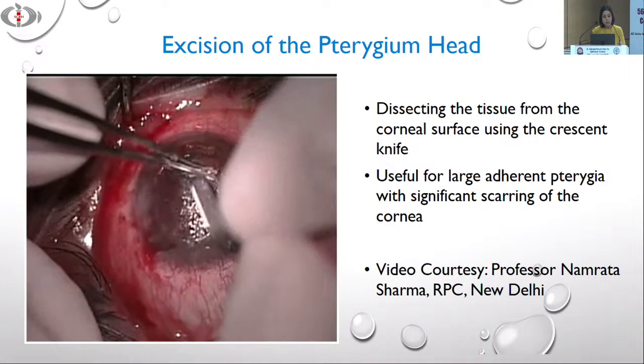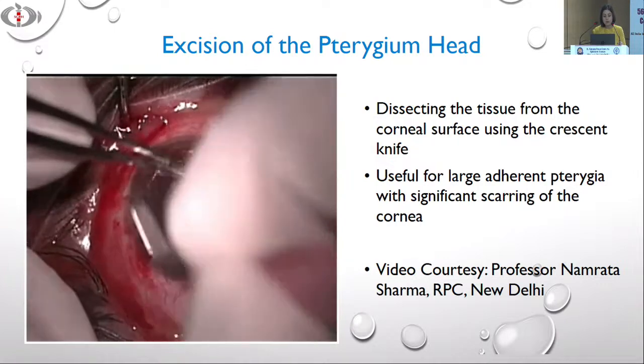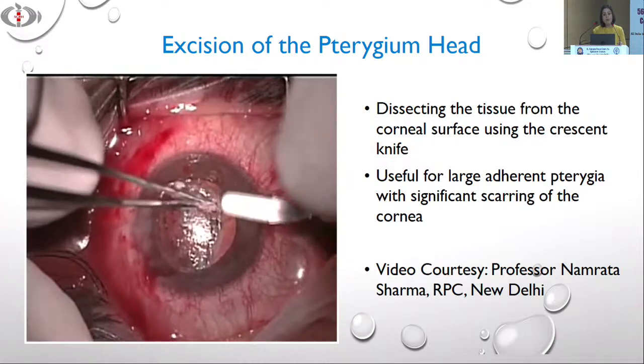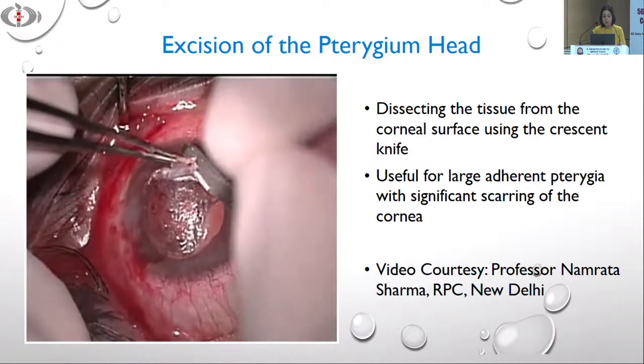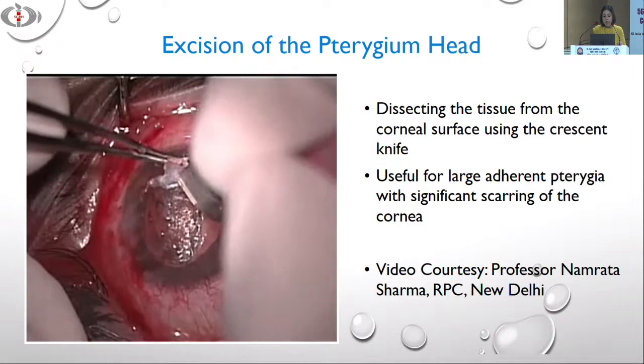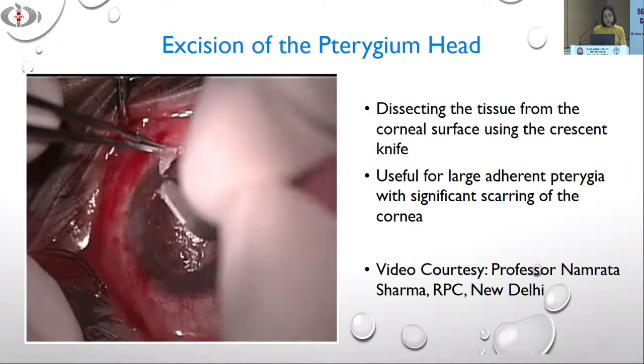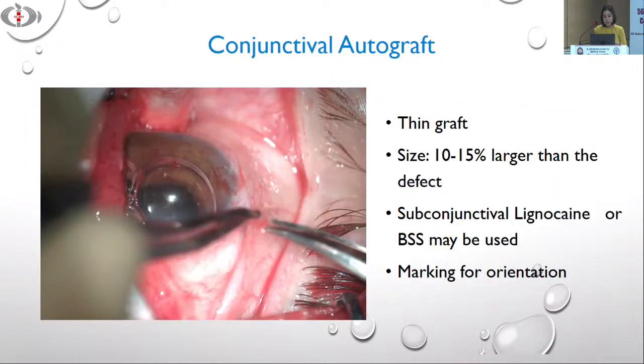So this video has been shared by Dr. Namrata Sharma, and we can see here how beautifully she's using a crescent knife. We have to be a little careful with the crescent as it is very sharp, so we have to avoid doing a multiplanar dissection or going too deep. And then the tissue has been excised, and then we can proceed with the rest of the steps.